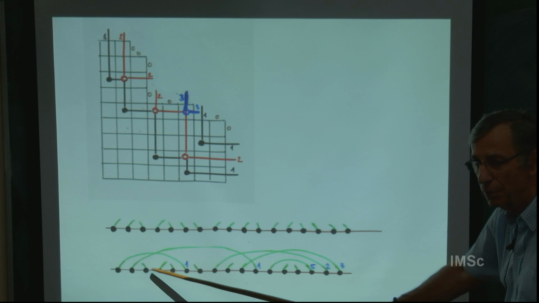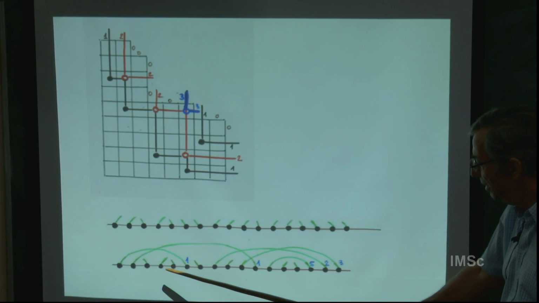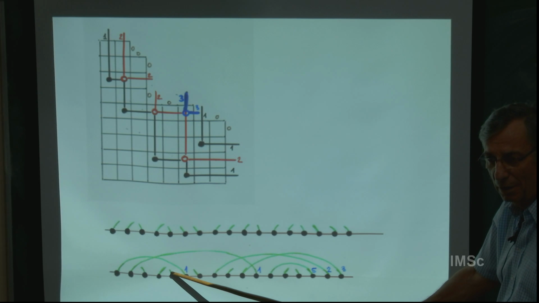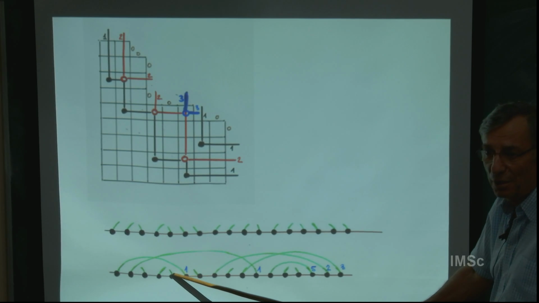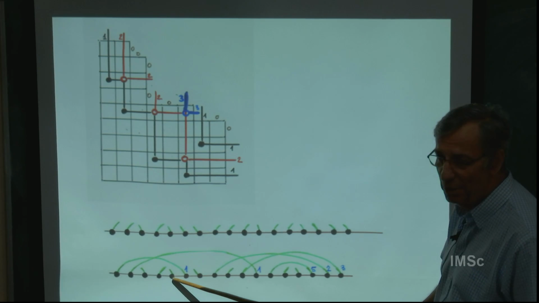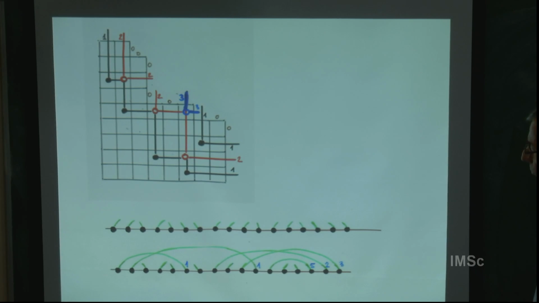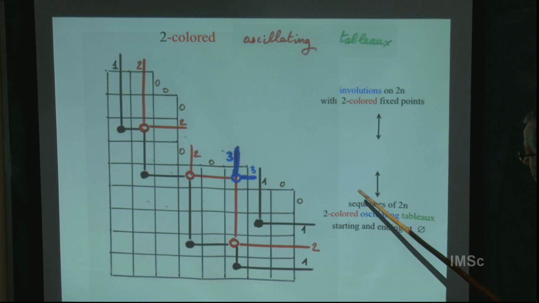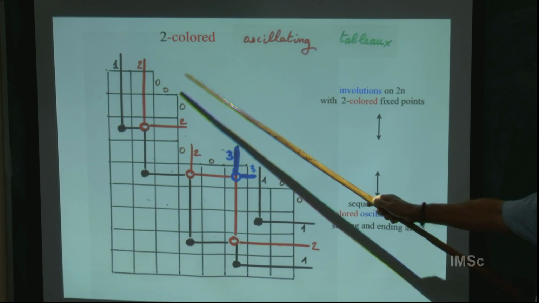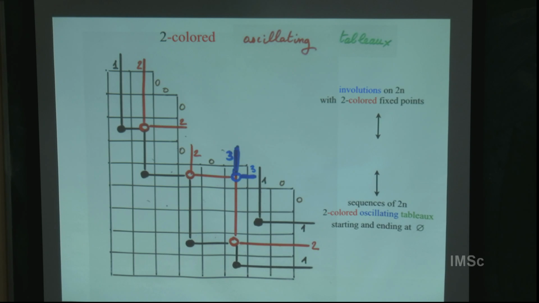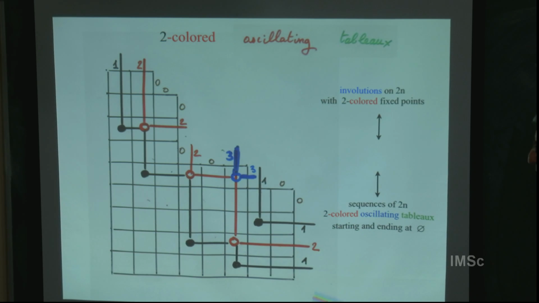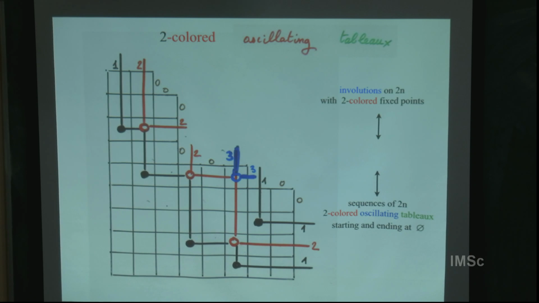But there are 2 colors for the fixed point. It can be like this or like this: the beginning of a chord which is not closed, or the possible end of a chord, which corresponds to empty row and empty column. So this is what I claim: that this kind of oscillating tableau with possible rest in 2 different colors are in bijection with involutions with some fixed points and 2 colors of the fixed point.